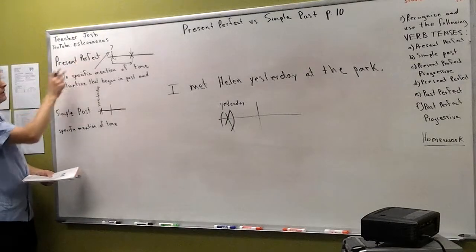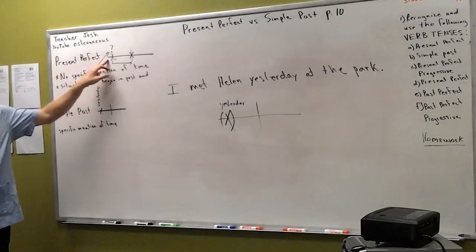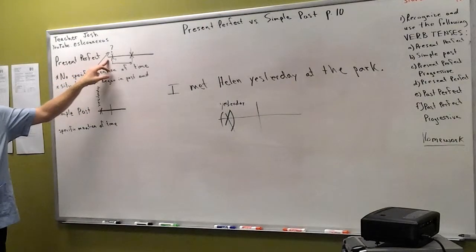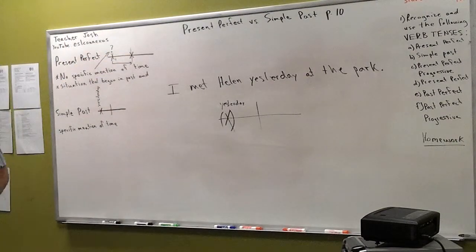Present perfect, no specific mention of time. And remember, you're still in the past because that's what present perfect is. Something happened in the past. I don't know when. And it's still true up to this conversation. Okay? Alright, now look at, there are two other ways that these tenses can be used.